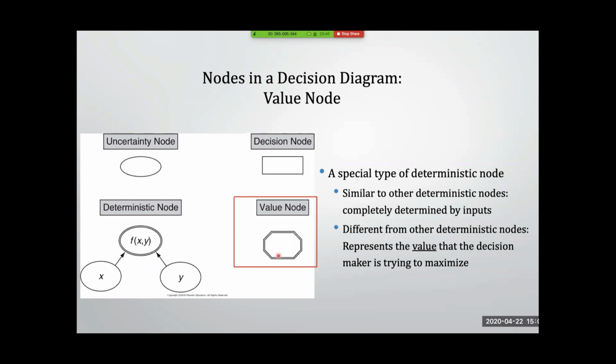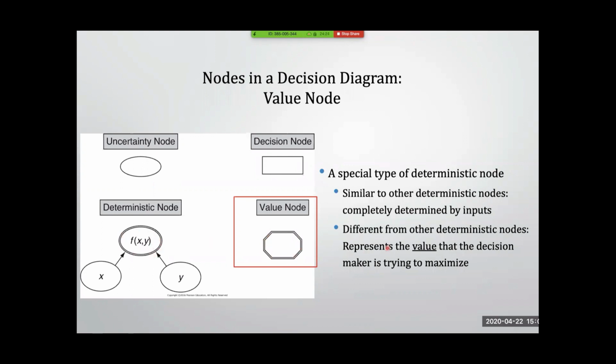For example, if you're trying to maximize your utility, or if you're trying to maximize your profit, then in that case, we can use this shape of value node to represent profit. If we're looking at, say, a firm's production decision, then the goal for the firm is to maximize its profit. In that decision diagram, profit would be marked with a value node rather than a deterministic node.